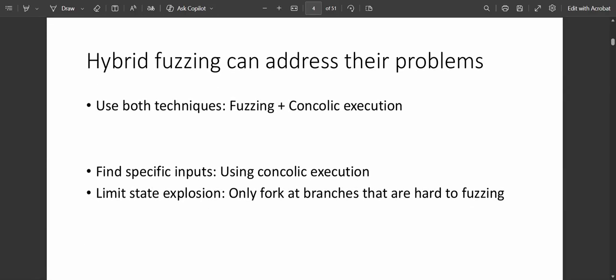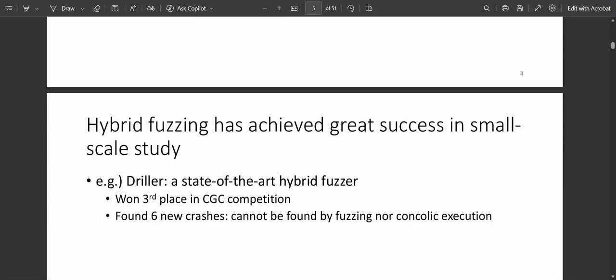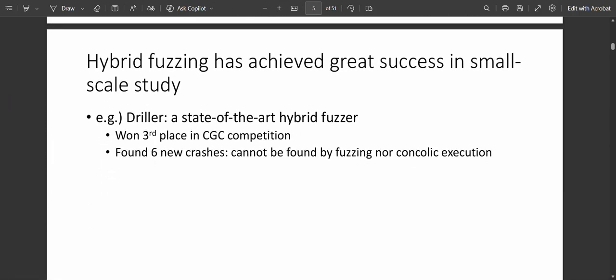Hybrid fuzzing can combine both fuzzing and concurrent execution to find the specific input but with limited explosion. Hybrid fuzzing has achieved many great things, like winning third place in the CGC competition, and it has also found some new crashes that cannot be found by fuzzing or concurrent execution alone.